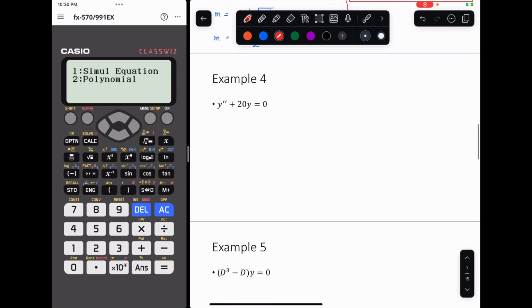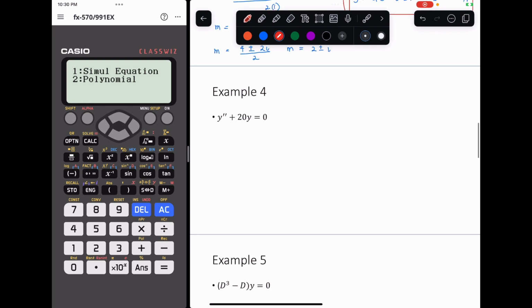So how about for example number 4? For number 4, it's still a second order. So I'll have b squared and 4ac. So b is 0. We don't have y prime, so the coefficient is 0. And then a is 1 and c is 20. So obviously 0 is less than 80. So again, this is case number 3.